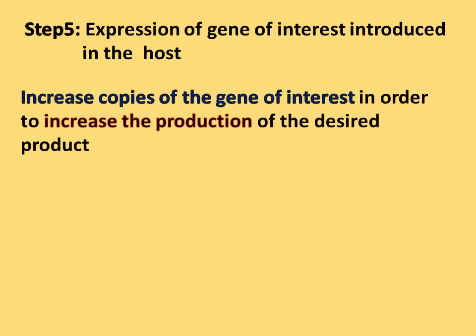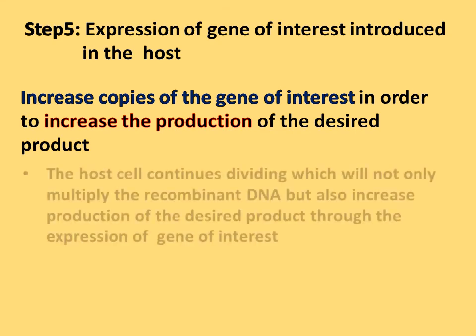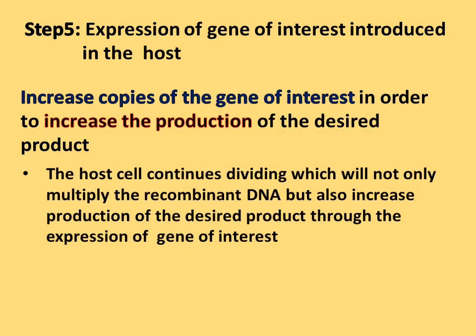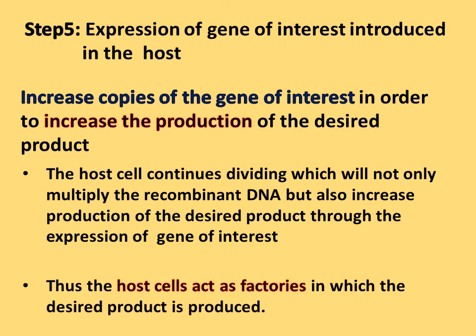Next, we need to express the gene of interest in the host in order to increase the production of the desired product. The host cell will continue dividing, which will not only multiply the recombinant DNA but also increase the production of the desired product through the expression of the gene of interest. Thus, the host cell acts as a cell factory in which the desired product is being produced.